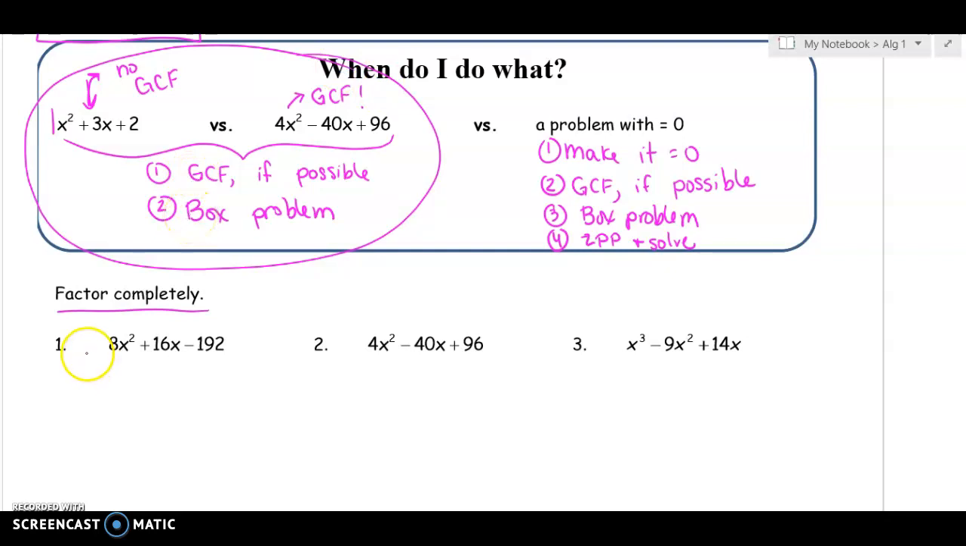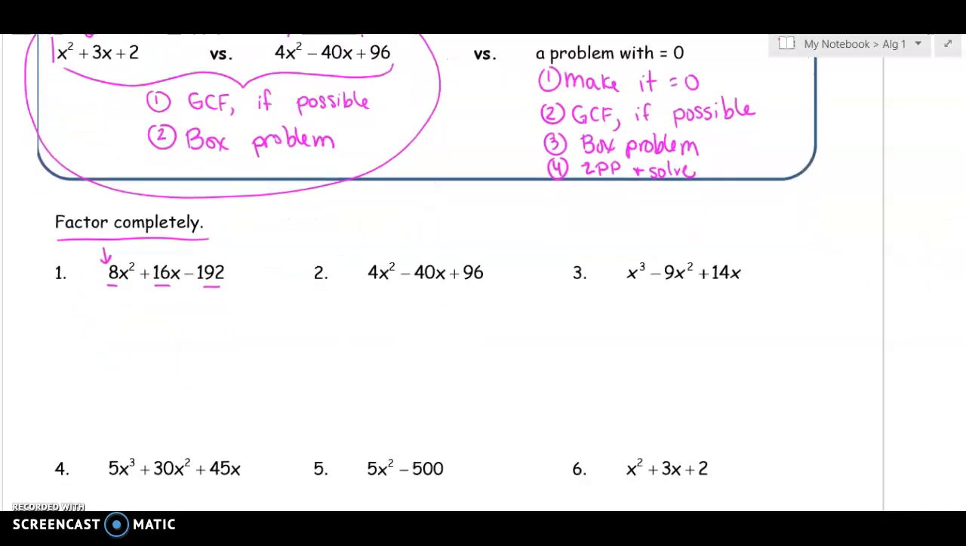So for number 1, if you notice there's a number other than 1 in front of the x squared, so there is a GCF. Usually the GCF is going to be this number right here, and it is. All 3 of those numbers can be divided by 8. X will not be part of the GCF because not all 3 of them have an x. So 8 is my GCF that goes out in front, and all of these are going to be divided by 8. So 8x squared divided by 8 is just x squared, 16x divided by 8 is 2x, and oops, that's a minus. 192 divided by 8 is 24.